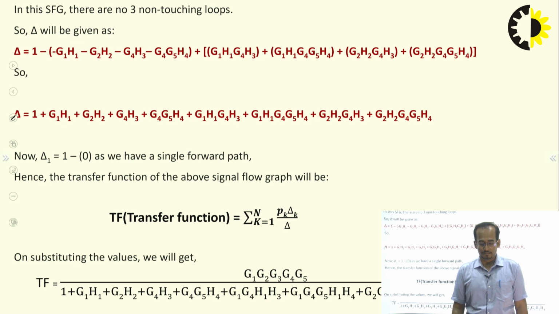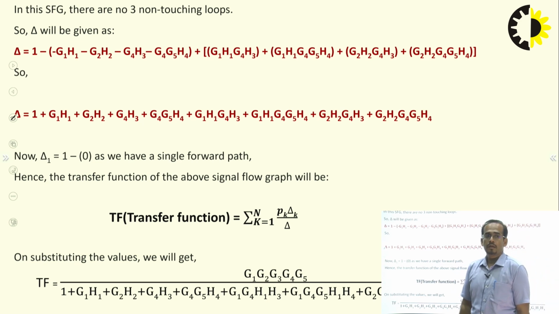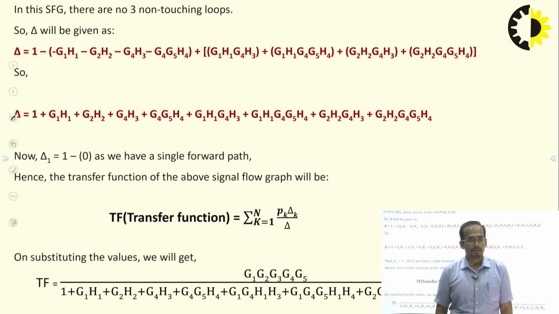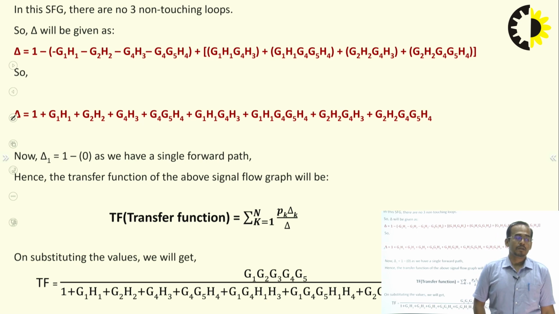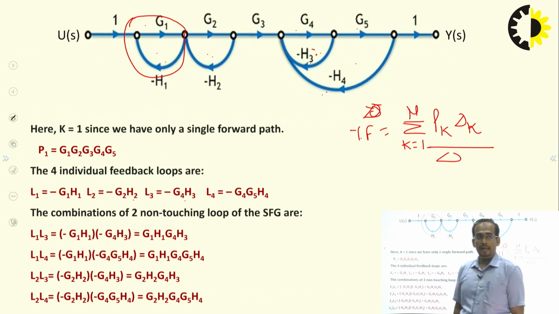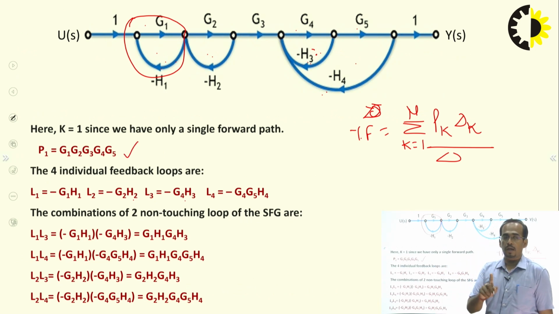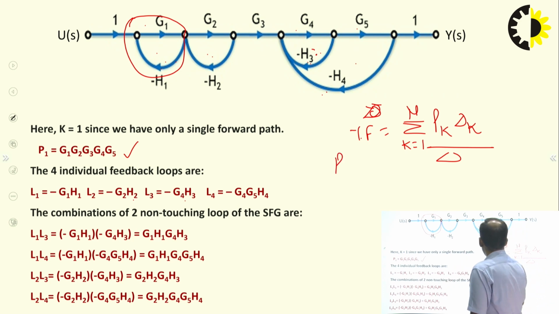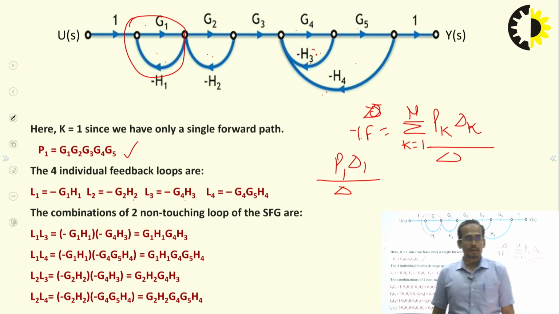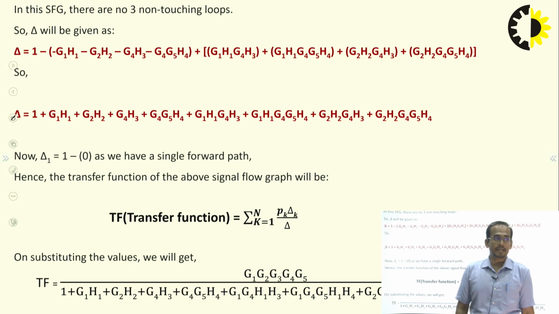Now we have to find the transfer function. So how will you find the transfer function? We have to use Mason's gain formula. I have already found P1 only, so n is equal to 1. So the formula will be P1 delta 1 upon delta. So we have to find the value of delta 1. How will you find the value of delta 1?